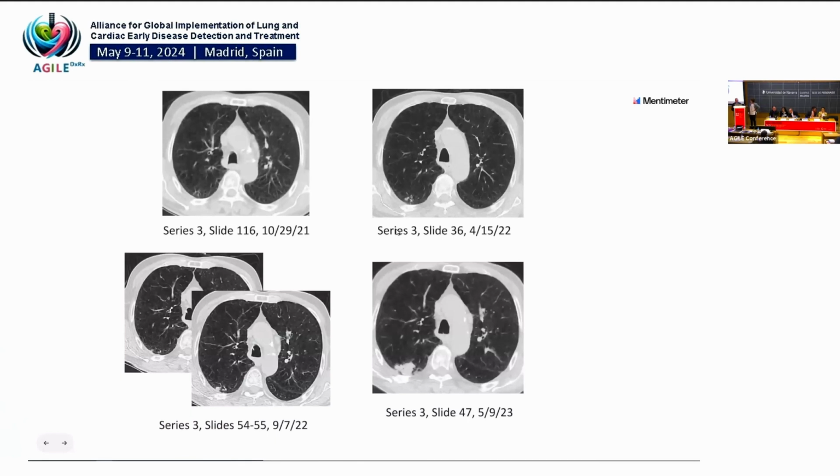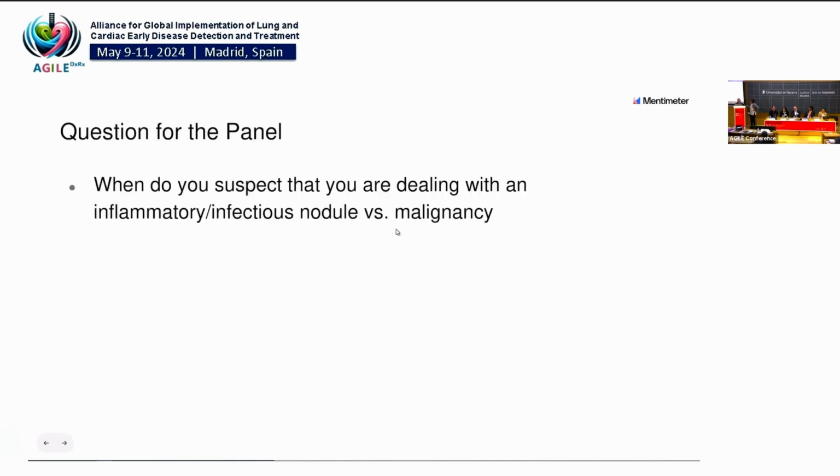Okay, so this is what happened. That now was ready for the CT-guided biopsy. Okay, so good choice. Would anyone on the panel like to address this question? When do you suspect that we are dealing with infection versus malignancy? Yes.